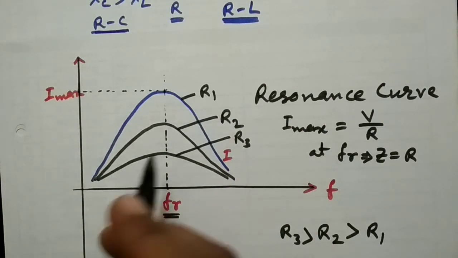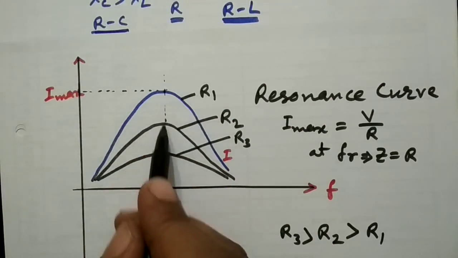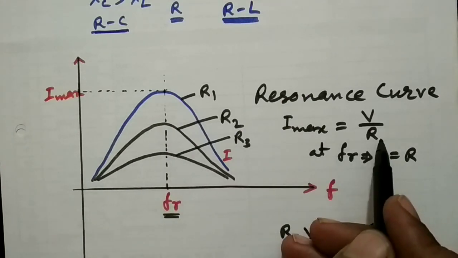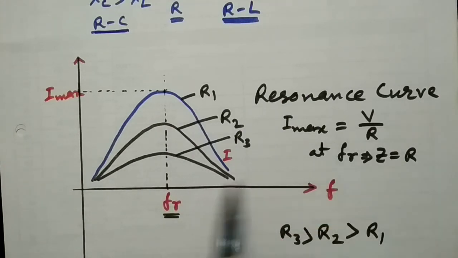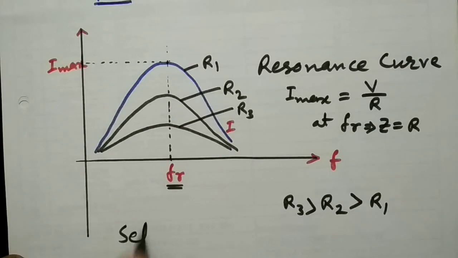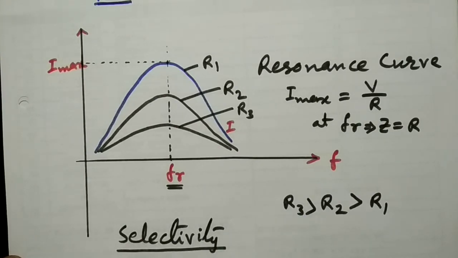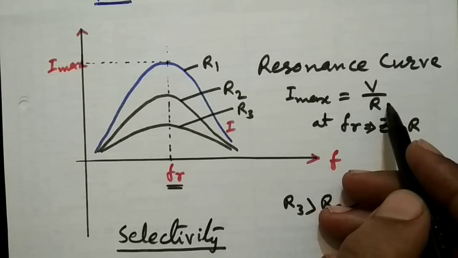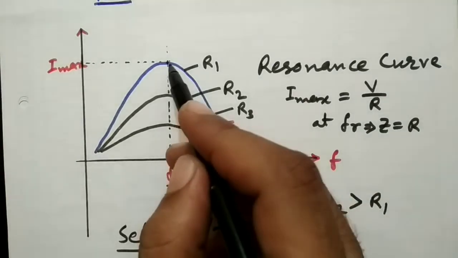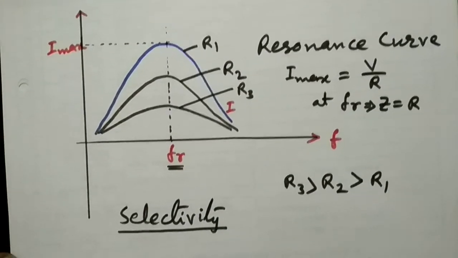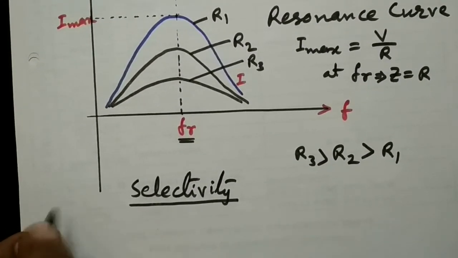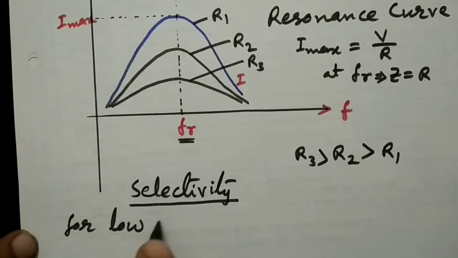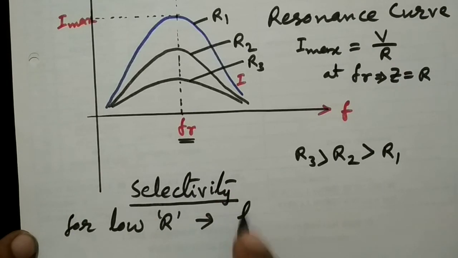So here we can see that the sharpness of the curve will be gradually decreasing if we increase the value of the resistance. This is represented by a term called selectivity. This is called the selectivity of the circuit. That means if the resistance is low, then the current will be very high, so it will be considered as a highly selective circuit. So for low resistance, the circuit will be highly selective.